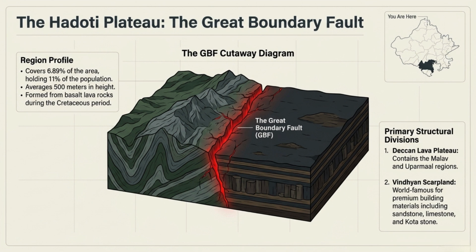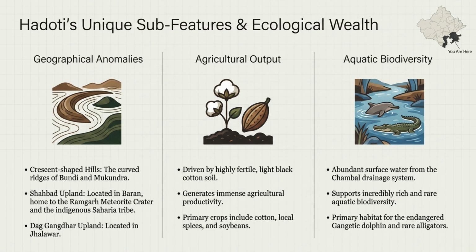The region is split into two primary structural divisions, the Deccan Lava Plateau, which contains the Malwa and Upar Mal tracts, and the towering Vindhyan Scarpland, which is world famous for premium building materials like sandstone, limestone, and the iconic Kota stone. The Hadoti Plateau stands out for its unique subfeatures and exceptional ecological wealth.